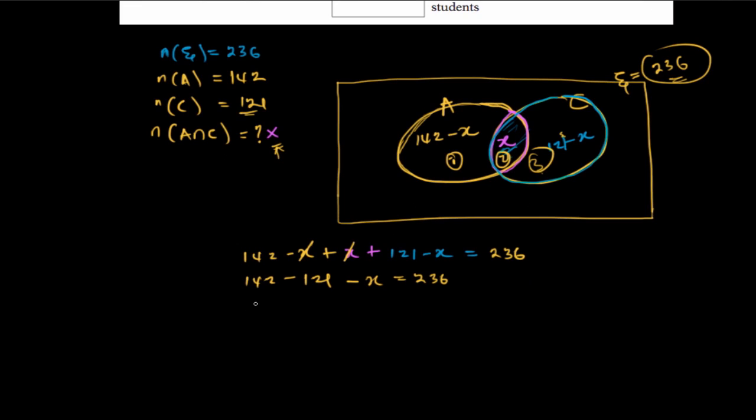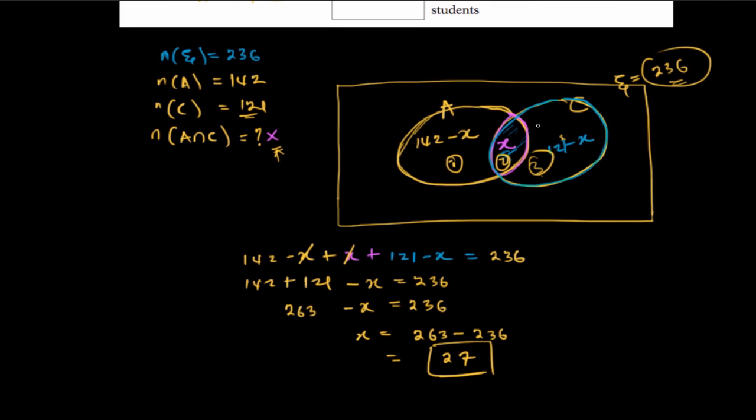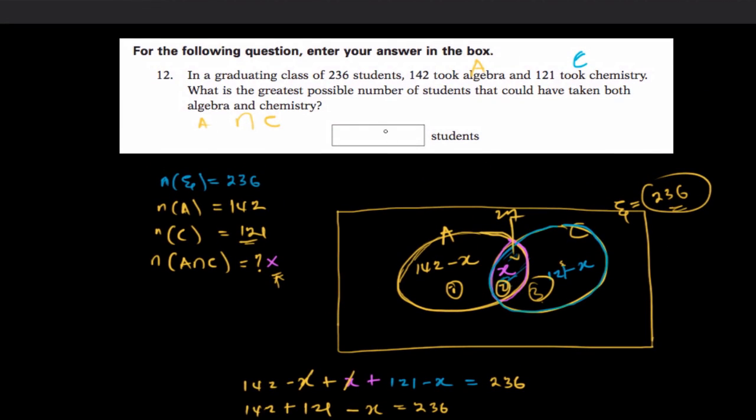So 142 plus 121 is going to give you 263. So 263 minus x equals 236. To find x, x is simply 263 minus 236, and that's going to give you 27. So this is your answer. Here is going to be 27, that's the intersection of A and C. So our answer is 27, and that completes the problem. Thanks for watching.